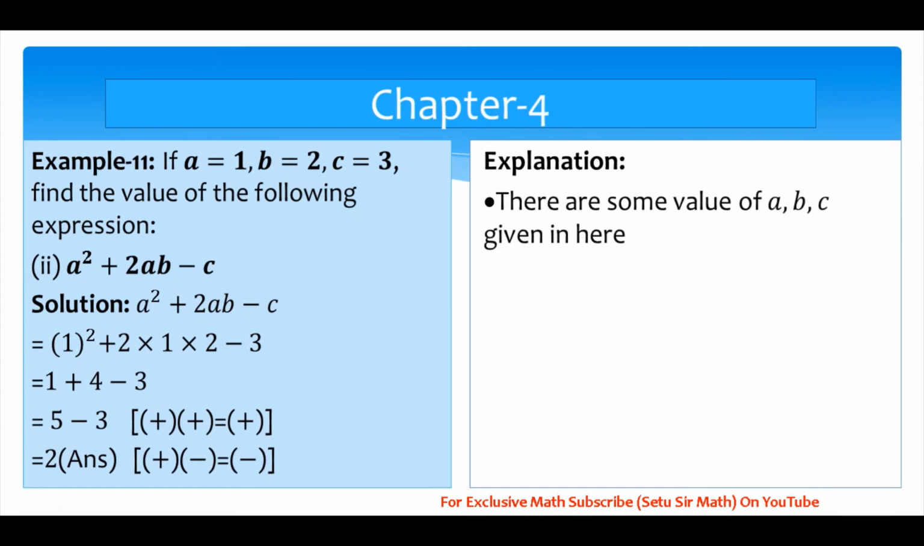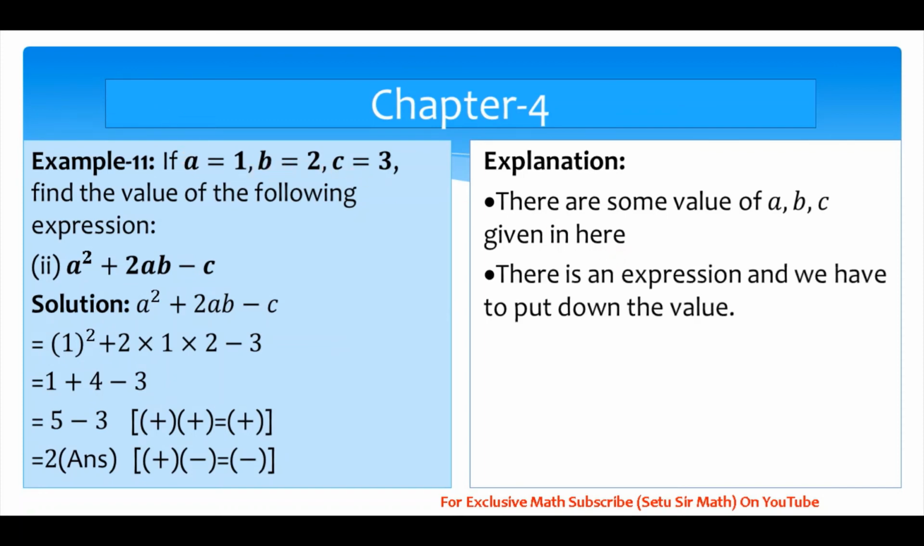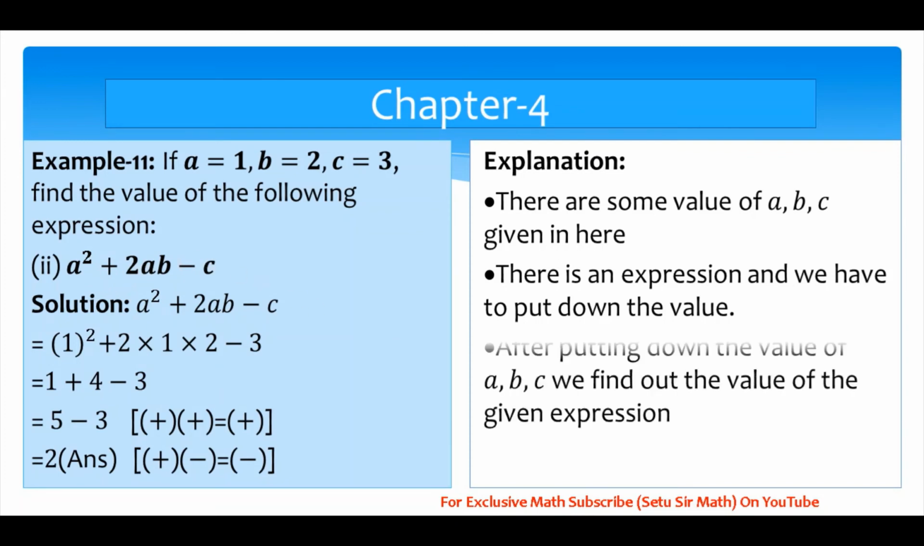Explanation. There are some values of a, b, c given in here. As you can see, a equals 1, b equals 2, c equals 3. There is an expression and we have to put down the values. You can see in here that is the expression and we have to put down the values of a, b, c in here. After putting down the values of a, b, c, we find out the value of the given expression, and that is the value of this given expression.